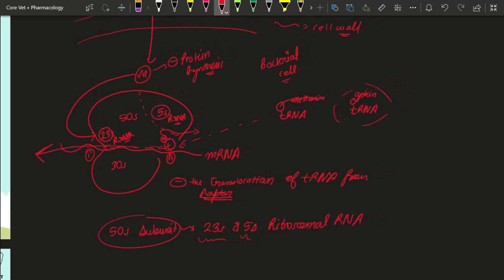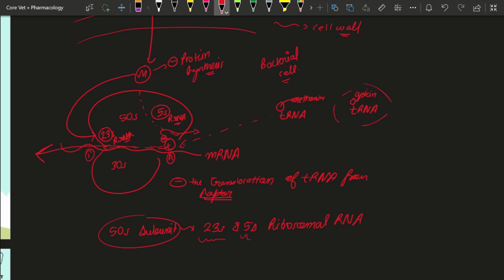What is the macrolide doing? First of all, the macrolide is going to attach at the 23S ribosomal RNA of the 50S ribosomal subunit, right? Please do not get confused, because the 50S subunit has been formed from what? The 23S rRNA and the 5S rRNA. So the macrolide is going to attach at the 23S ribosomal RNA of the 50S subunit.